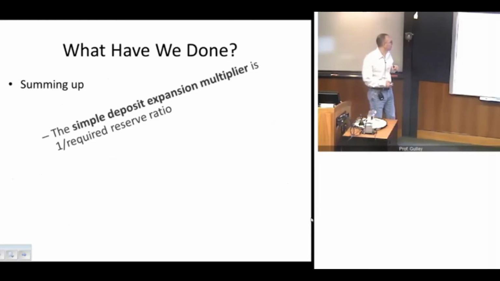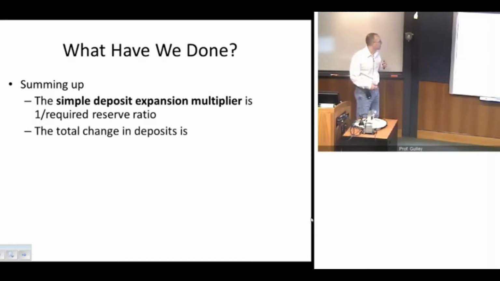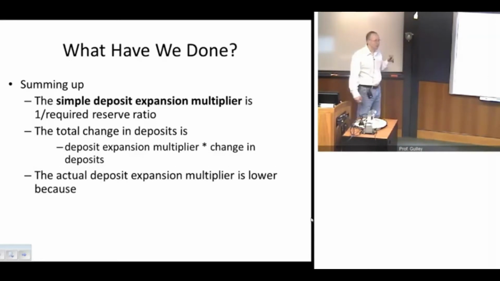So in terms of what we've done here, we've calculated what's called the simple deposit expansion multiplier, and that's 1 over the required reserve ratio. So in our simple example, that turned out to be simply 10. We found the total change in deposits is just our deposit expansion multiplier times the overall change in deposits. And here's what we're going to do in another video: we'll see that the actual deposit multiplier isn't the same as that value of 10 that we just came up with. And there are several good reasons for that.